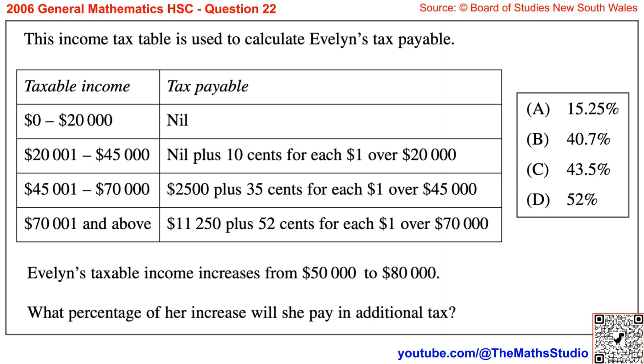Question 22. This income tax table is used to calculate Evelyn's tax payable. Evelyn's taxable income increases from $50,000 to $80,000. What percentage of her increase will she pay in additional tax?